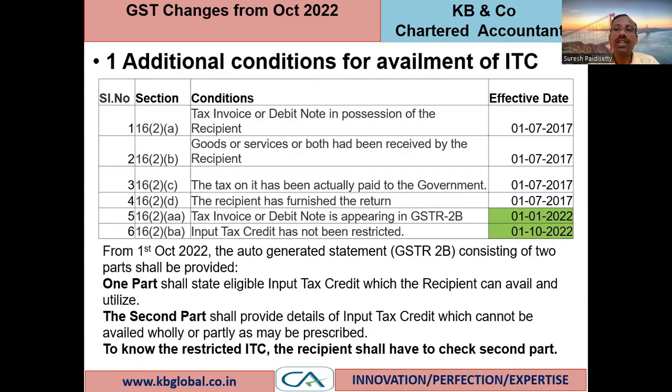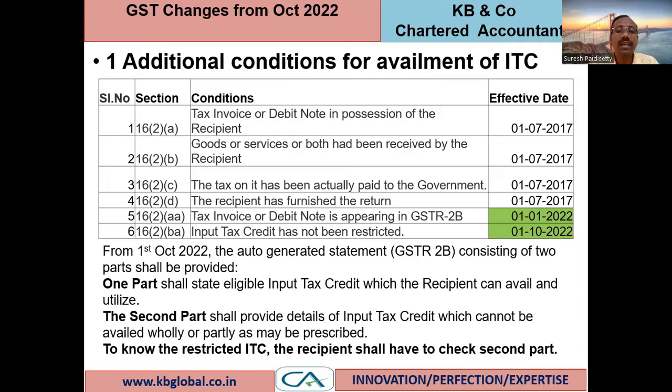Subsequently, effective from 1st January 2022, they made it mandatory that a tax invoice or debit note should appear in the GSTR 2B. Even if it is there in the GSTR 2A, the recipient should not take the credit of ITC. And now, effective from 1st October 2022, they made changes while availing the ITC. They clearly said that ITC has not been restricted, that means it should not be restricted by any act or rules of the GST Act.